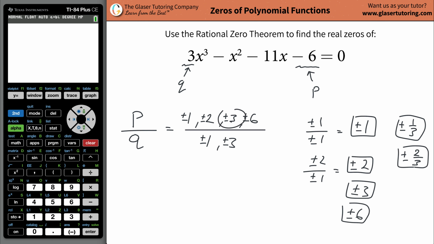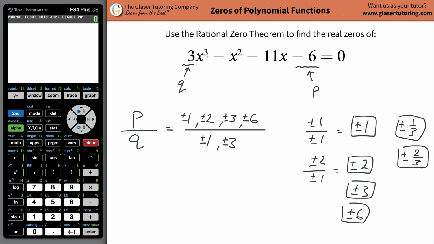This is plus or minus 3 over plus or minus 3, right? That's going to be plus or minus 1, but you already have that up here, so you don't have to write that down. And then you're going to have plus or minus 6 over plus or minus 3, which would give you plus or minus 2, but you already have that over here. So basically now, you have 6 sets of plus or minus, which means you have 12 different possibilities.